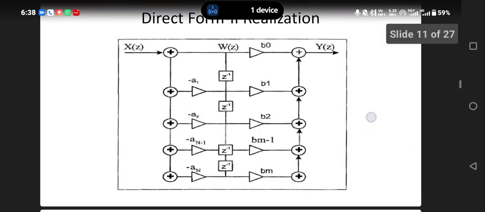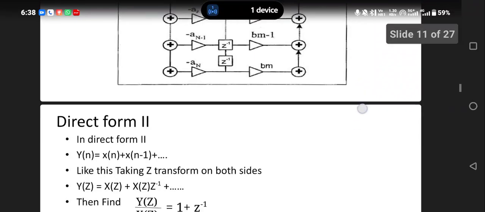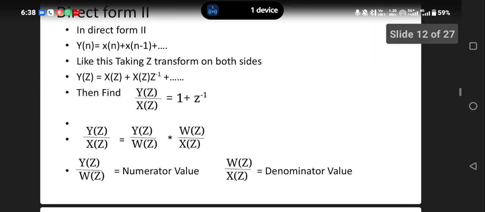Direct form 2 realization. This is the general structure of direct form 2 realization. The design steps are like direct form 1. Here also we have to take the Z transform. Then we have to calculate the transfer function y of z by x of z.